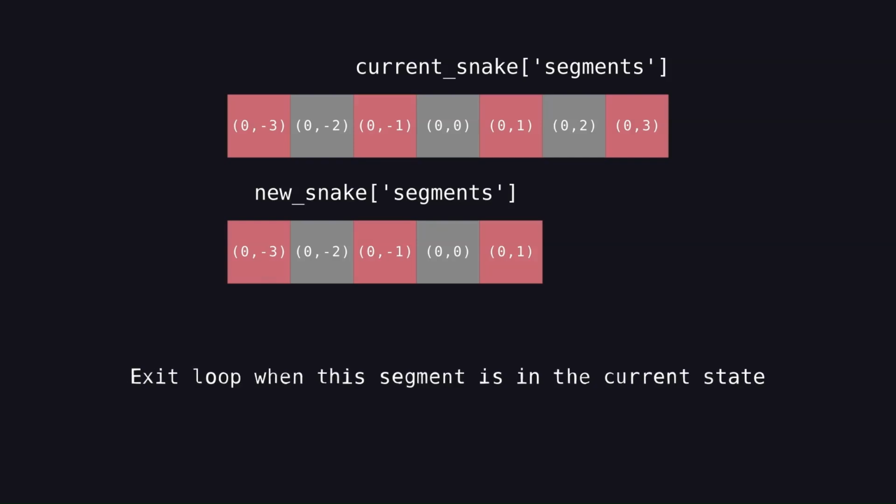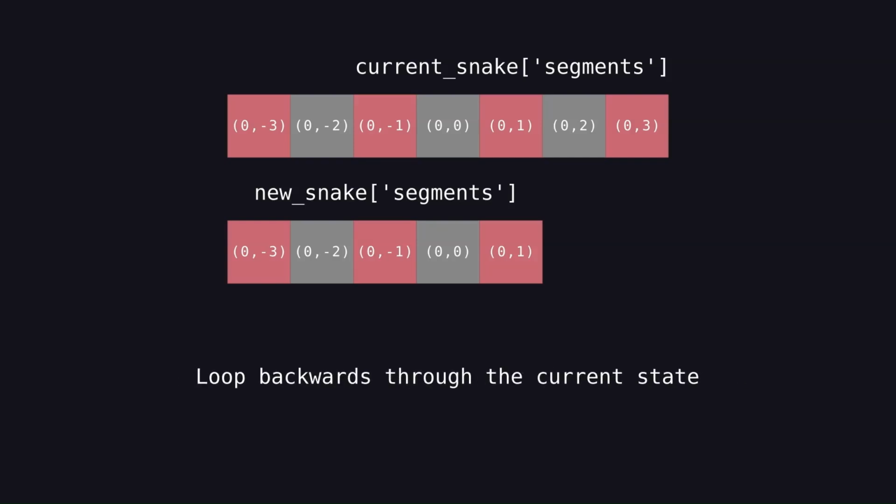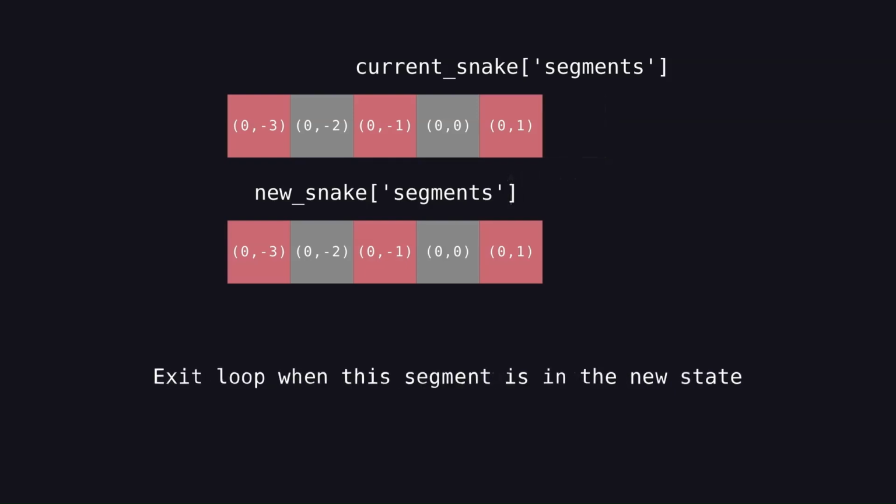Then do the same for the tails. Loop backwards through the current snake. If this segment is not in the new state, remove it with a space. And if it is in the new state, then we can stop the loop.